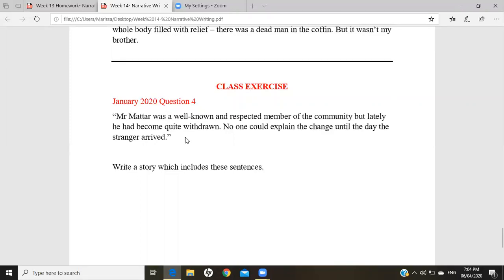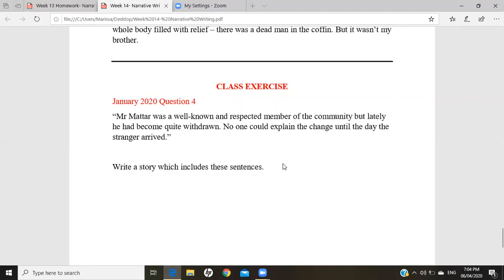So just some ideas. What would you all write about in terms of him being well-known and respected, and he gradually changes? The persons in the community are confused, but then when they see the stranger, they're like, okay, maybe this is why he's this way. If you had to create a story from this question, what would you write about? Just take a minute to think. Yes, Ravi, what would you write about?